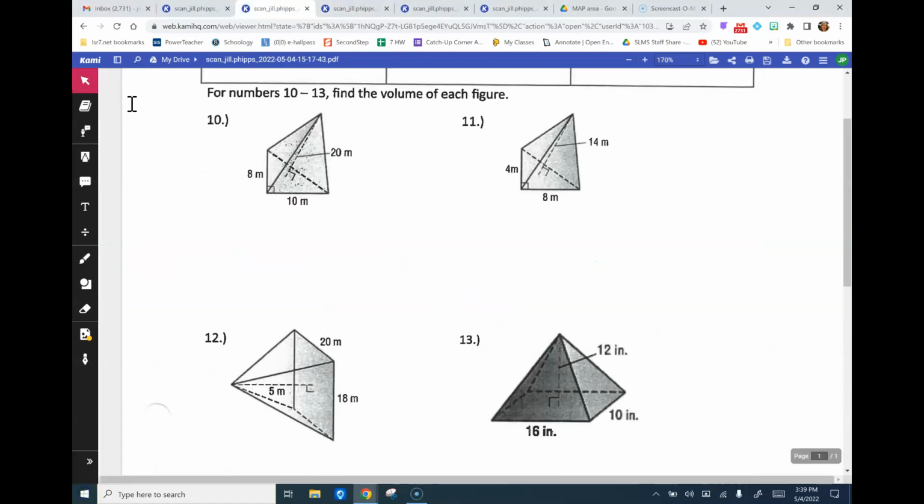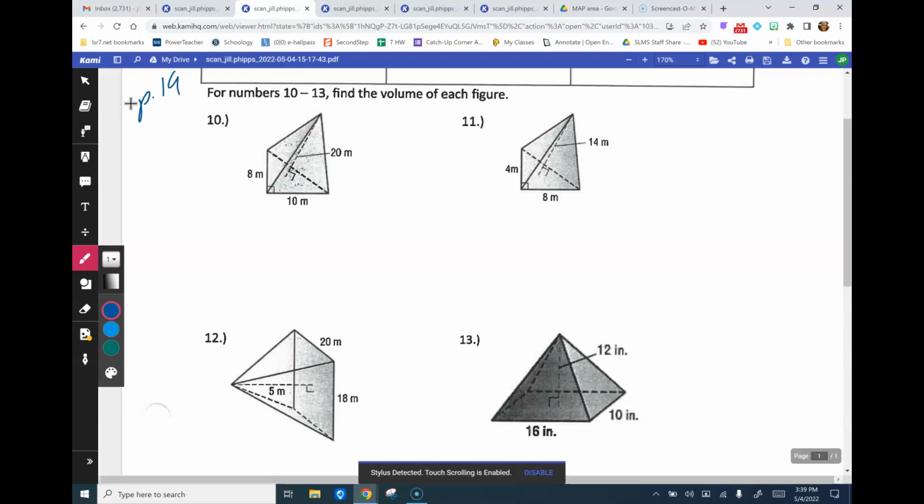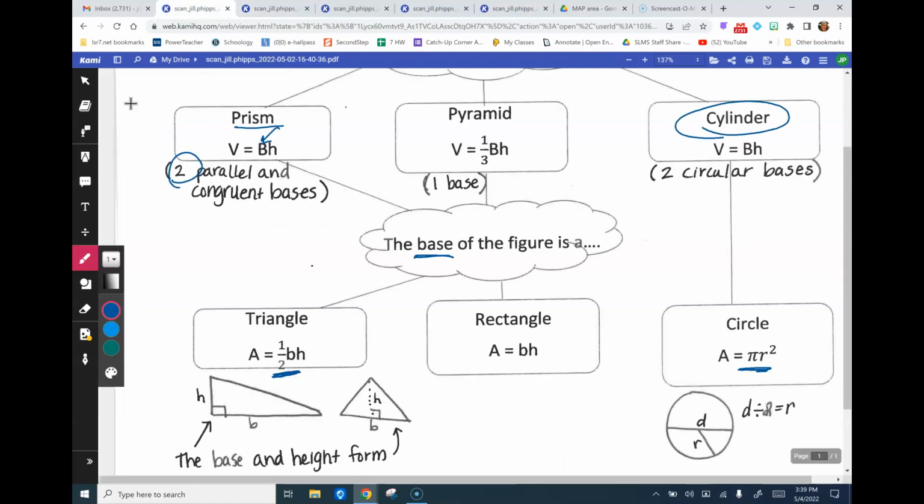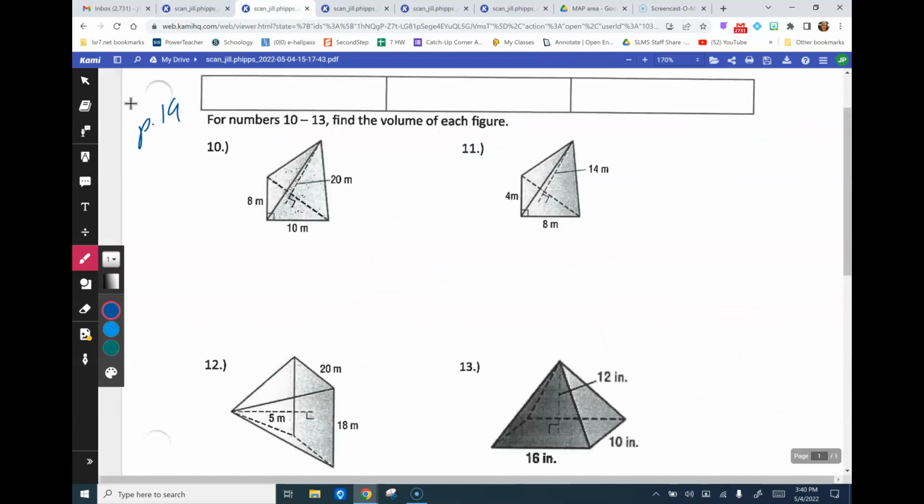Okay, so now we're on page 19. And we're going to look at number 10 and number 12. Okay, now look at number 10. What is that shape? We're going to go out here, and it's a pyramid. So now we have a pyramid. Okay, so we're going to use 1/3 area of the base times the height. So for the volume, we're going to find 1/3 area of the base times the height.